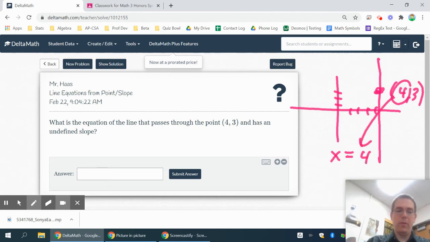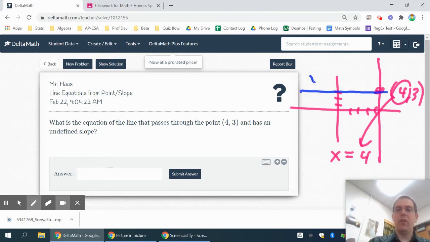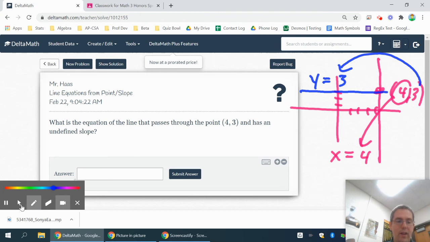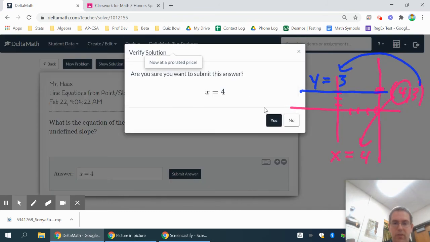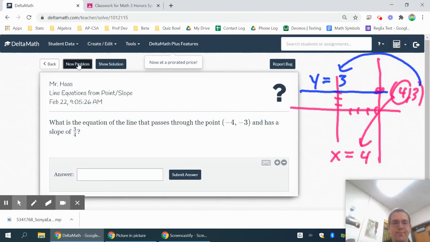point, which is 4. If they would have told you it was a slope of 0 through that point, you would have had something like that, and it crossed the y-axis, so it would have been a y equals, the y-coordinate of that point would have been a 3. So a slope of 0 is a horizontal line, a y equals. A slope of undefined is a vertical line, and for your answer, you would just do x equals 4, and that should be the correct answer. I'll go ahead and try another one if we have time.